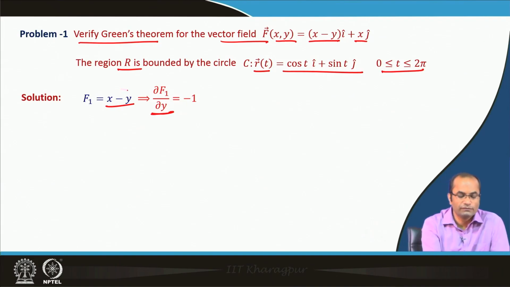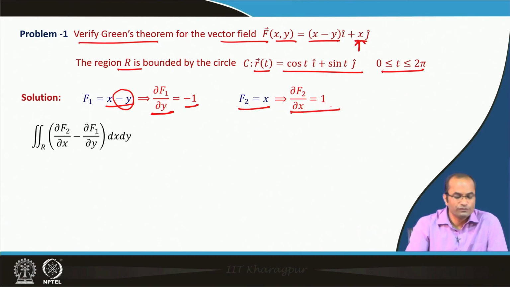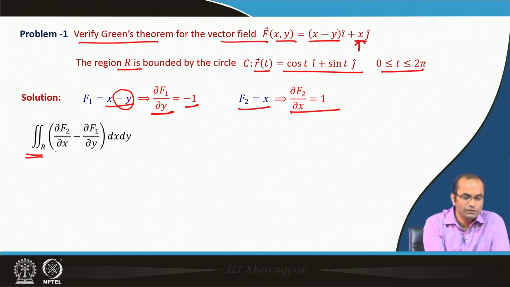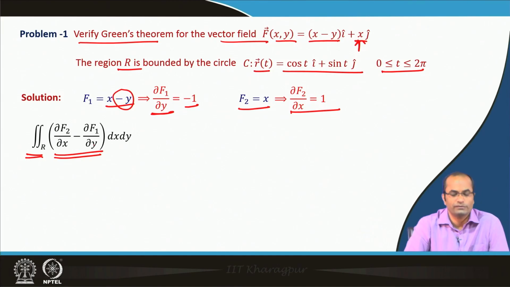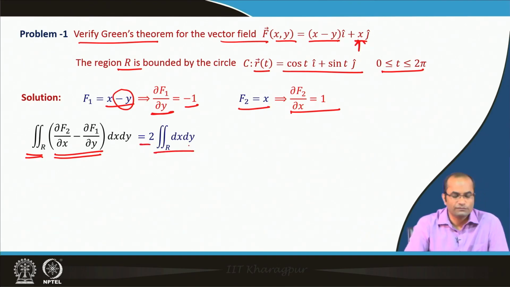So, del f1 over del y, since minus y is there, we have minus 1, and f2 here is x, this is f2. So, del f2 over del x is 1. So, if we go first with the area integral, where the integrand was this partial derivative with respect to x minus this partial derivative of f1 with respect to y, what we have here is 1 and then minus minus 1. So, we have 2 times dx dy over this region R.